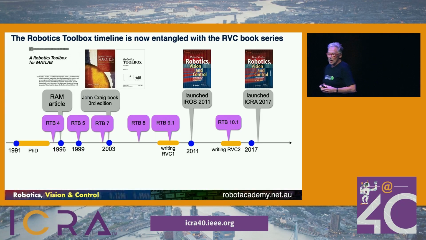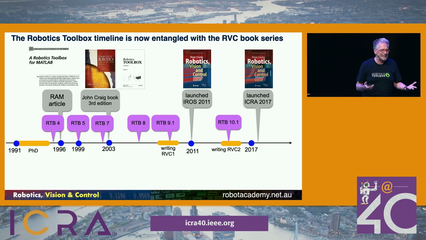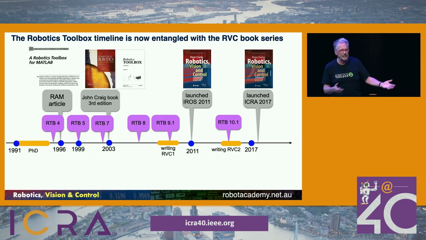There we go. So the toolbox has had numbers of different versions. There was the initial version 4, which was the first public one. John Craig approached me about using the toolbox for the examples, the problem sets in the 3rd edition of his book. So that led to version 7 of the toolbox, where I had to add modified Denavit-Hartenberg parameters. I already had Denavit-Hartenberg parameters, and I think that's where my distaste for Denavit-Hartenberg parameters really set in. It's been my lifelong mission to stamp them out ever since.